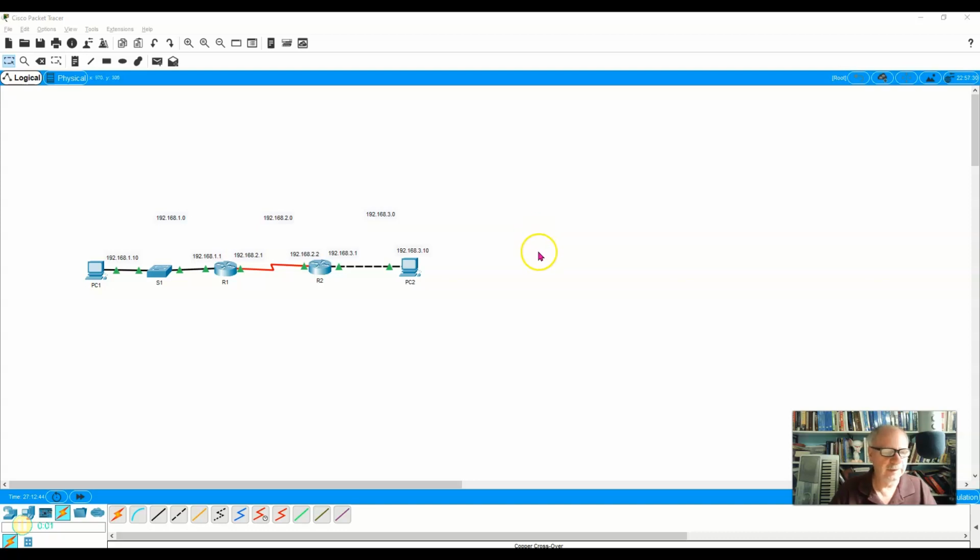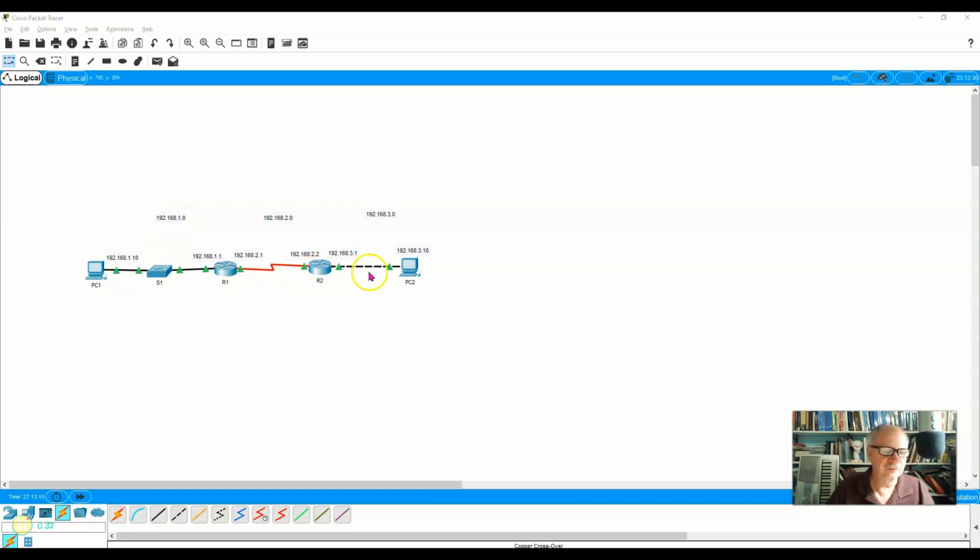In one of our earlier labs, we saw that we could not ping PC2 with PC1 because router 1 doesn't know how to get to PC2. It only knows how to get as far as R2. Even later on, we saw that we couldn't even ping 192.168.2.2. Why? Because this router doesn't know how to return the ping. It doesn't know how to get to the 192.168.1 network.